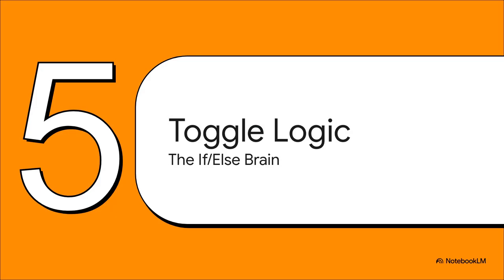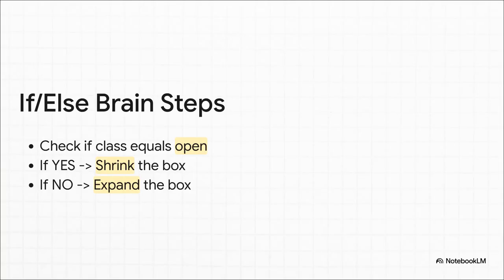Section 5. Writing the toggle logic, the if-else brain. Inside that function we just created, we're asking the browser to evaluate a condition. We basically want to check the current state of our content box, and we do this with a straightforward if-else statement. First, we ask, does the content.className currently equal open? If the answer is yes, it means the box is already expanded to 1,000 pixels, so our necessary action is to shrink it. But if the answer is no, it means it's sitting at its default closed state of 270 pixels, so we're going to want to expand it.